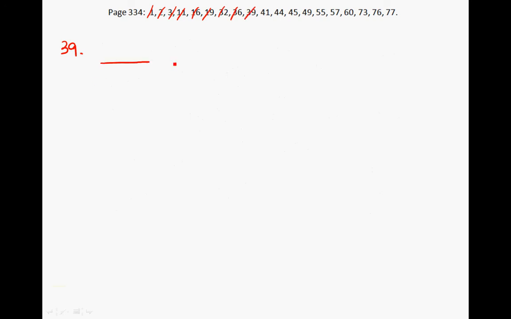So number 39 looks hairy, but it simplifies pretty nicely. So we have 2 to the 11 halves times 2 to the negative 7 times 2 to the negative 5th over 2 cubed times 2 to the 1 half times 2 to the negative 10.